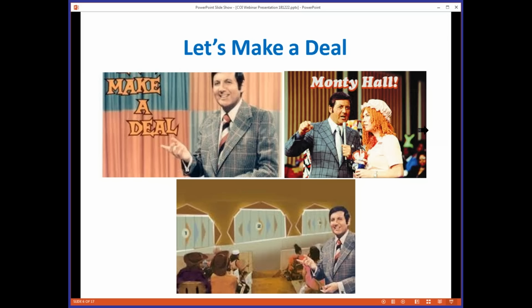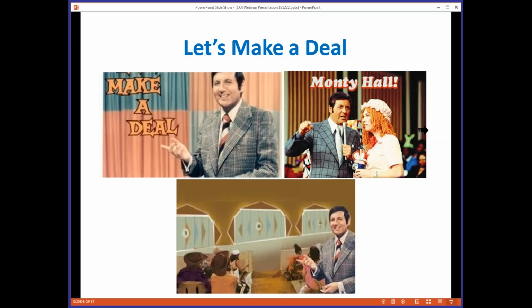What the contestant would do is they'd choose one of the doors, but then before he would open the door that they chose, he would open one of the other two unchosen doors, and there would be some sort of gag prize behind the door that he opens, like a mule or something like that. And then the interesting part was that he would give the contestant the opportunity to switch their original choice.